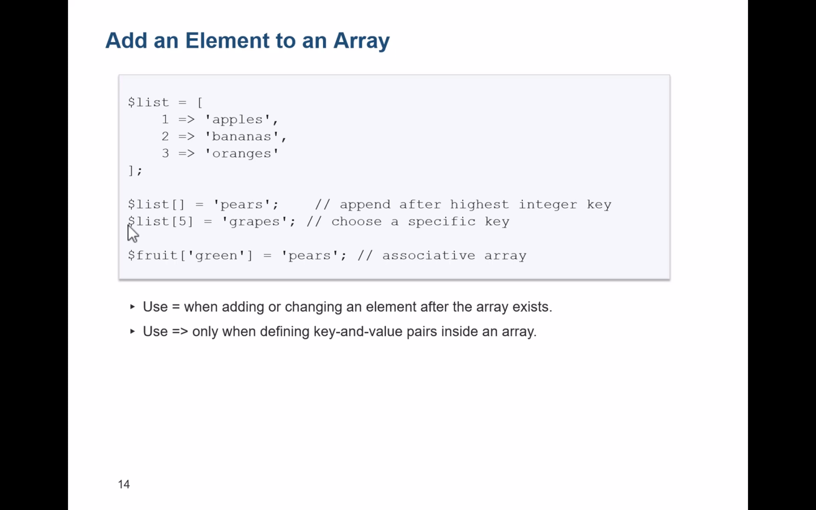We can also choose a specific key. So for instance, we have list and the number 5. This is to choose a specific key for grapes. For an associative array, we provide a string key. Use the double arrow operator when defining key and value pairs inside an array. Use the assignment operator when adding or changing an element after the array already exists.